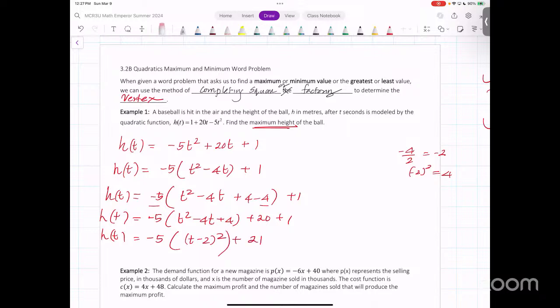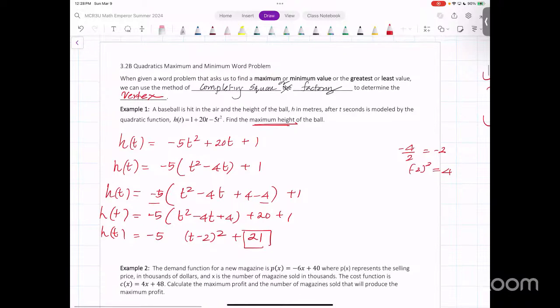I don't need too many brackets here. I will erase this. So the question is asking, find the maximum height of the ball. That's the maximum height. Therefore, the maximum height of the ball is 21 meters.